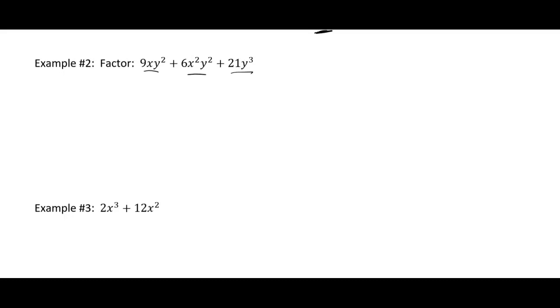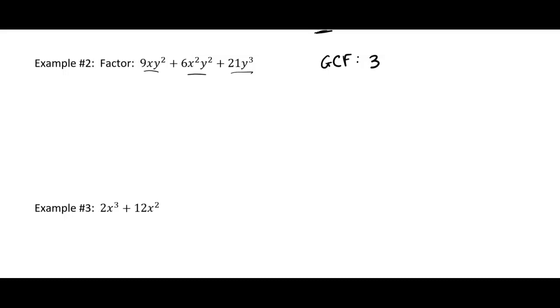Okay, so I look at the 9, the 6, and the 21, and I say, well, what number could go into all three of those? And the answer is 3. So I'm looking for the greatest common factor. We did that in the previous video. But 3, and you could break it down into like that little chart I had. So 3 is something that will go into all of them.